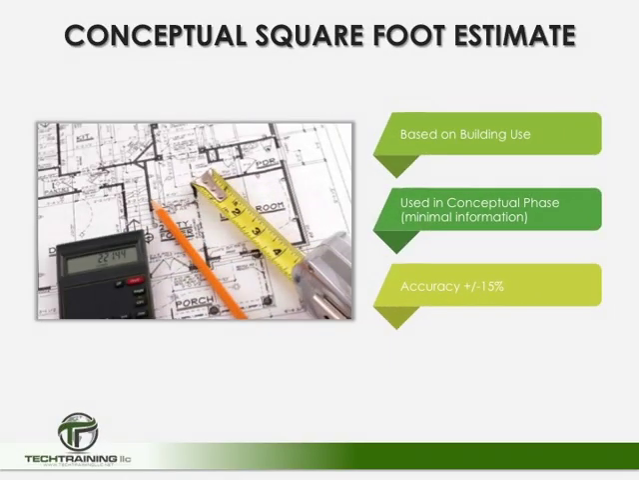So now let's go ahead and do a conceptual square foot estimate. These types of estimates are based upon the building's use, and an estimate of this type would be done when only minimal project information is available and perhaps the approximate size of the building. So these kinds of estimates take into account a little bit more information. They do take into account the size, as we stated, but they also take into account location as well as quality, and therefore are a little bit more accurate, typically about plus or minus 15%.